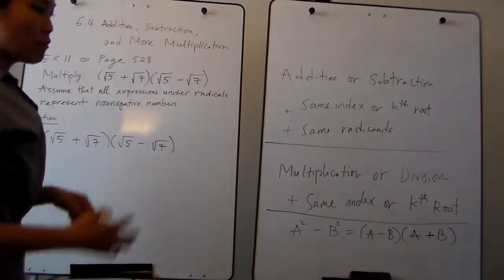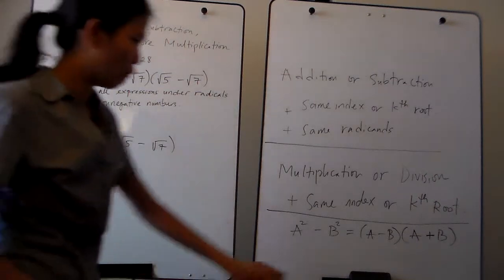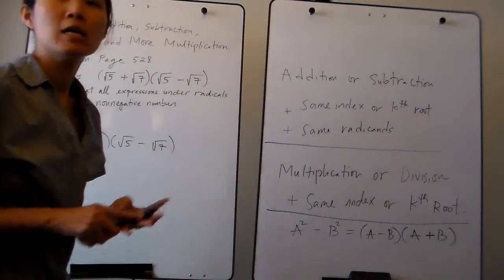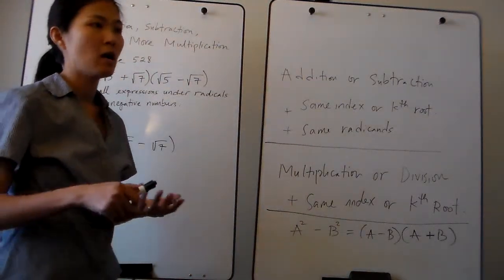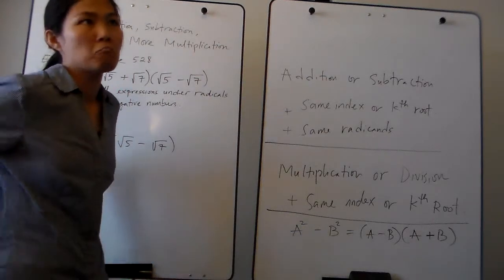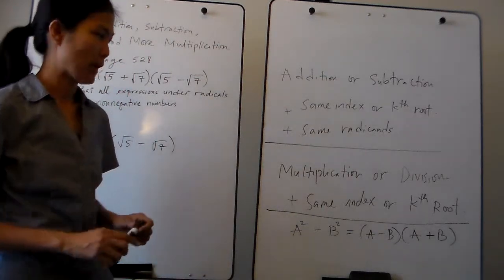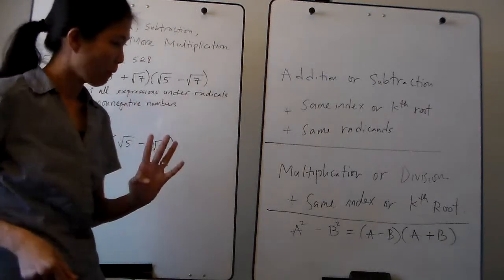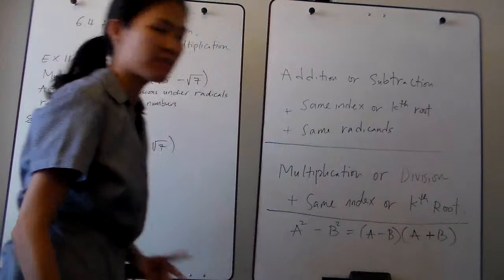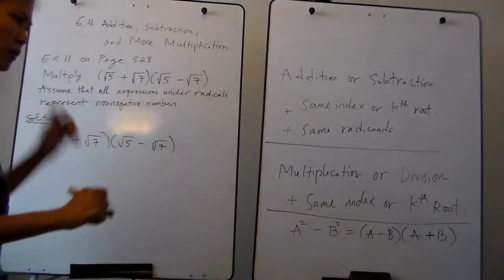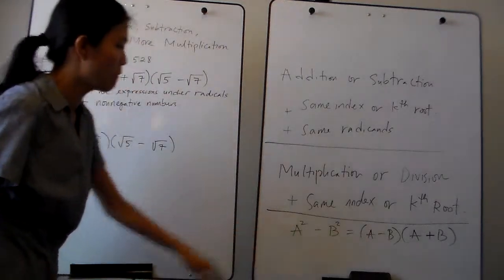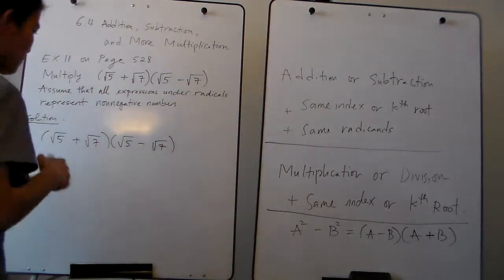If you FOIL, you would have four terms after you multiply everything out, and then you have to combine like radicals and simplify the four terms. But if you use this formula, all you need are two terms instead of four. Either way, you should get the same answer using FOIL or this formula. I will use this formula here.